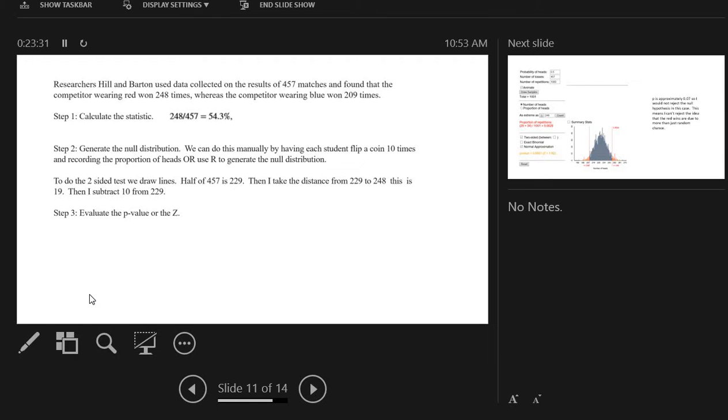Now, step 2, you can use R, or you can use plebes. Have plebes around flipping coins.